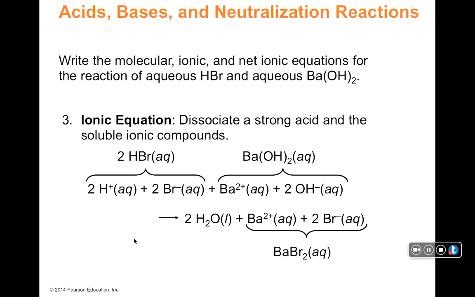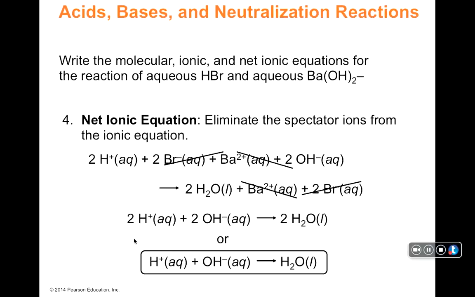So the next would be the ionic equation. So now we're going to dissociate that strong acid and the soluble ionic compounds. So the HBr dissociates into H+ ions and Br- ions. The barium hydroxide into barium and hydroxide ions. And then the products, water is as written, it stays together. And the barium bromide salt that we have splits into the barium ions and bromide ions.